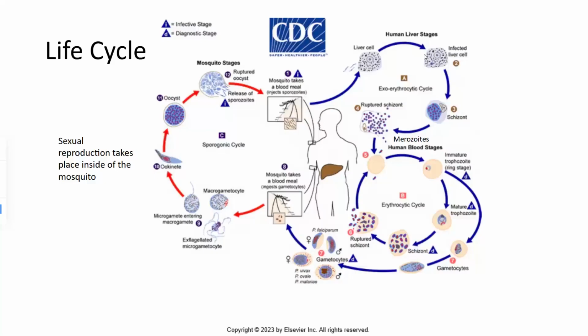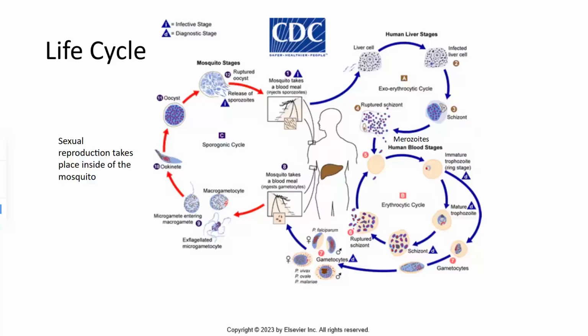It's going to go into your liver cells and infect them. It's going to turn into a schizont, where it's going to replicate and make many copies of itself, and that schizont is basically an encapsulated pocket of Plasmodium parasites that have replicated. Then it's going to cause the rupture of your liver cells, releasing merozoites into the bloodstream. From here, it's going to enter the erythrocytic cycle.